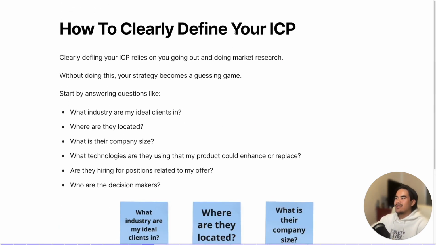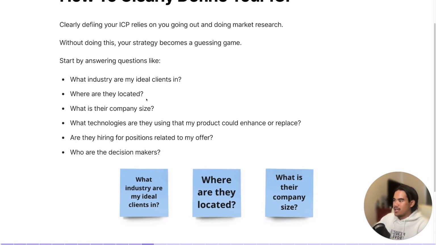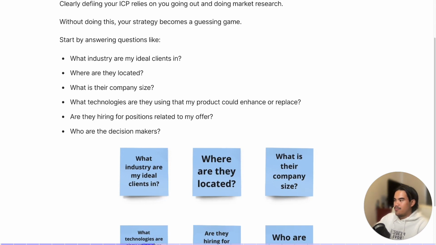So how do you clearly define your ICP? It relies on you going out and doing market research, because without doing this, your strategy becomes a guessing game. You can start by answering questions like, what industry are my clients in? Where are they located? What is their company size? What technologies do they use? Are they hiring for any positions? And who are the decision makers?